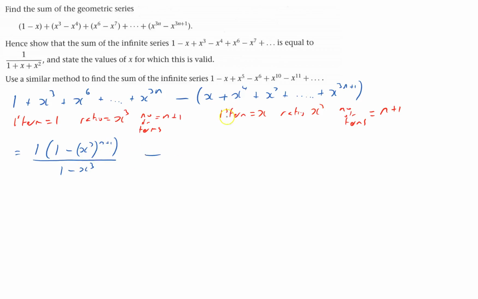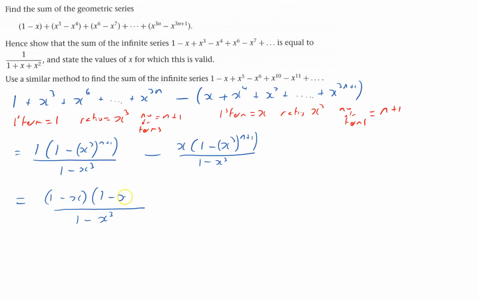I've got to do that, and I've got to take away the sum of this, which is just the same as this, but it's got x, and then 1 minus r, which is still x cubed, to the power of the number of terms, n plus 1, all over 1 minus x cubed. And so this gives me, we can see hopefully quite easily, we've got a common denominator, so it's definitely going to be over 1 minus x cubed. And the top bit, the bracket bit, is the same in both of them. So I've got one lot of it, and then I'm taking away x lots of it, so I've got 1 minus x lots of that bracket.